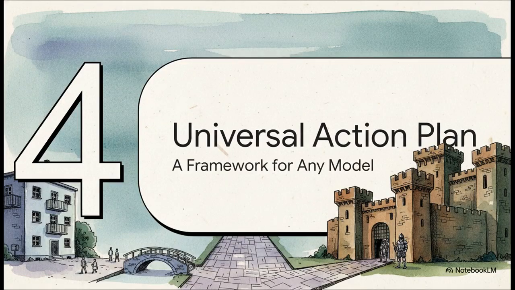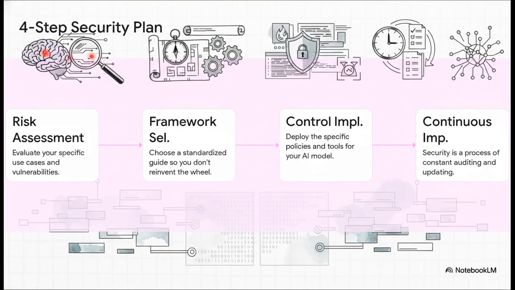While the specific tactics for the apartment and the fortress are different, the strategic blueprint underneath is the same. There's a universal action plan that provides the foundation for securing any AI model, whether it's public or private. Regardless of your setup, every solid AI security program follows these 4 steps. First, a thorough risk assessment. You have to understand your unique vulnerabilities. Second, framework selection, where you pick a standardized guide so you aren't reinventing the wheel. Third, control implementation, where you actually deploy the policies and tools we've been talking about. And finally, continuous improvement, because security is a process, not a destination. You have to keep auditing, updating, and adapting.